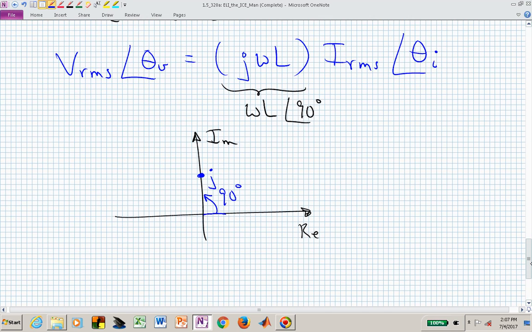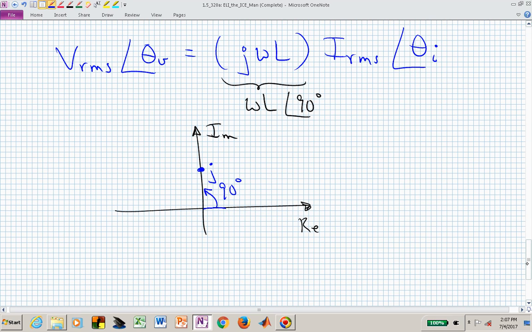If that's the case, then let's now look at the phase in this expression, where the voltage is equal to Z sub L times I sub L. Just looking at the phase, we have the angle of the voltage on the left, and on the right we have 90 degrees due to the inductor plus theta sub I of the current.